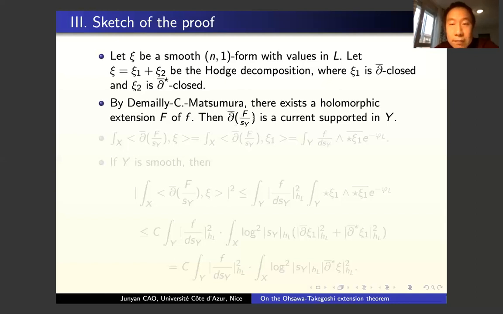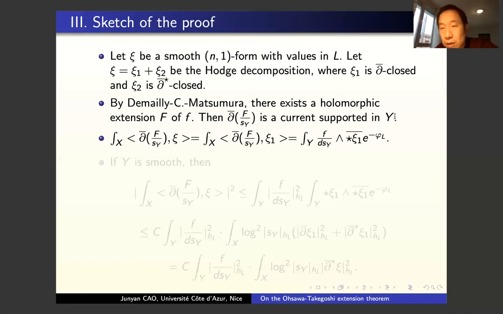In any way, the d-bar of this term is a current supported in Y, and now we consider this product. We recall that Xi2, by Hodge decomposition, is in the image of d-bar star. So even in the case where this one is only a current, we can still prove that its product with Xi2 equals 0. Therefore this product equals the product with Xi1, and since it's a current supported on Y, we can calculate it explicitly, and it just equals this term.